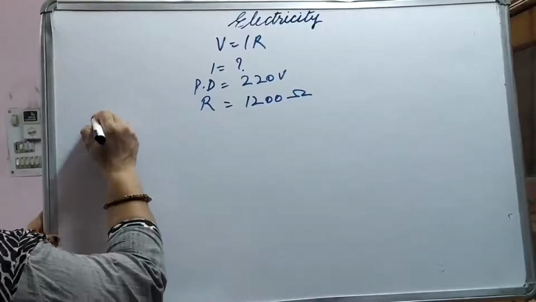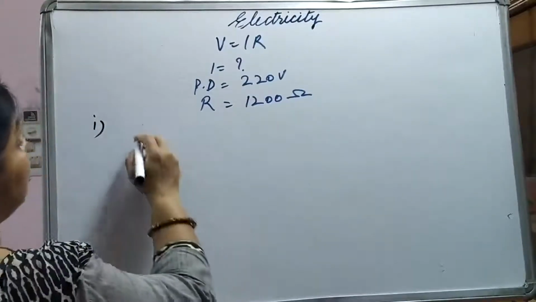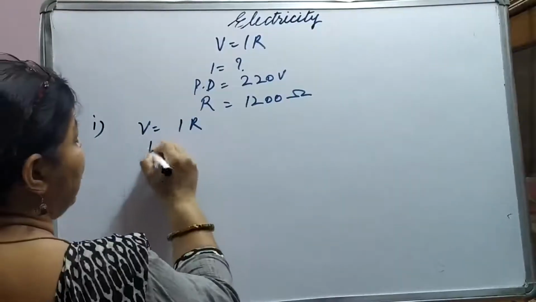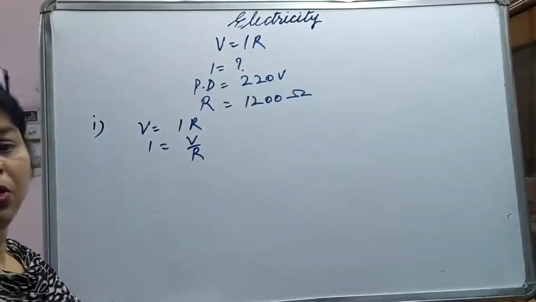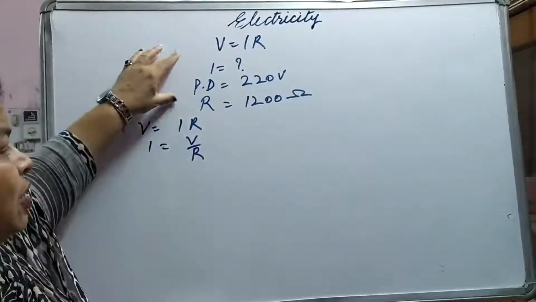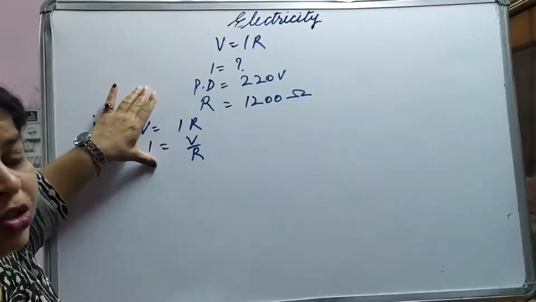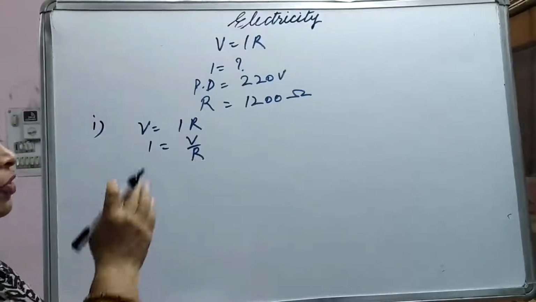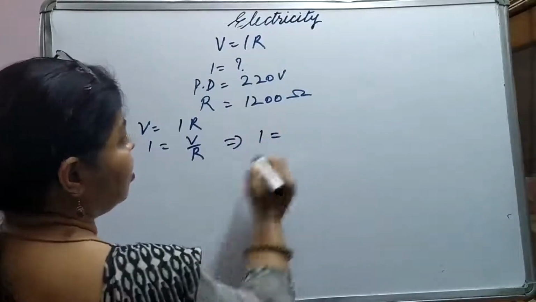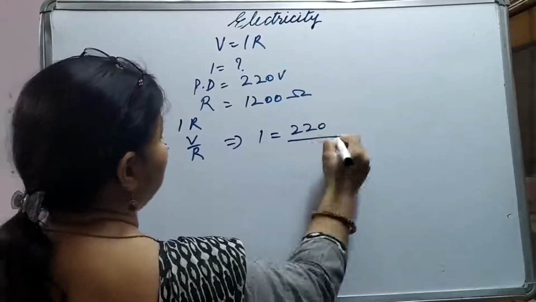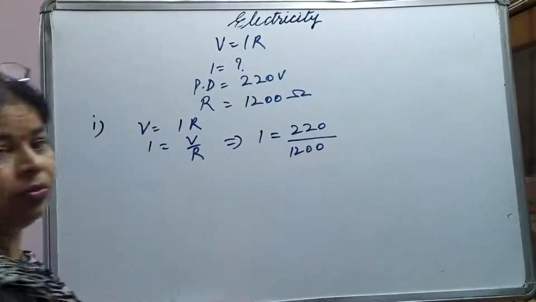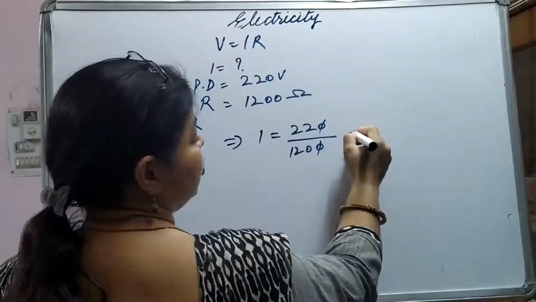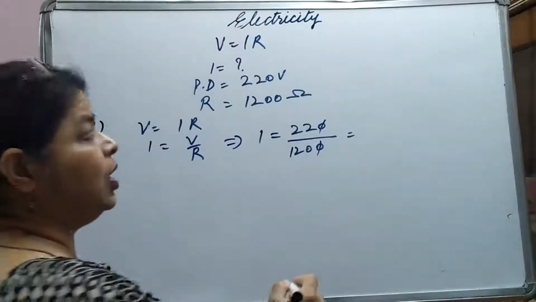So in case 1, V is equal to IR, we know this, and we have to find out I. So I is equal to V upon R. Okay, so these things have been given. So on this basis, we are going to put the values in this equation. I is equal to V, which is 220, upon R, 1200. Okay. So what will be the answer over here? If we calculate it, it will be 0.18 ohm.